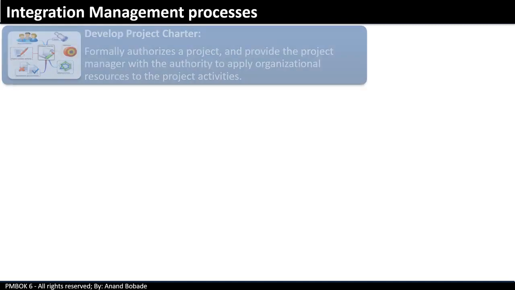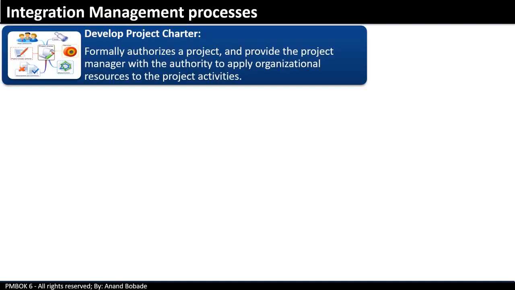Let's list out all the processes in the integration management knowledge area. There are a total of 7 processes which span across all 5 process groups. First process is develop project charter. It formally authorizes a project and provides the project manager with the authority to apply organizational resources to the project.